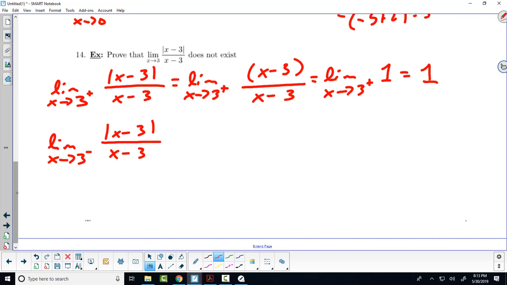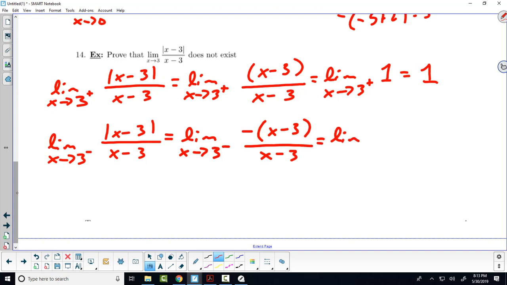A negative quantity. In this case, when we approach 3 from the left, the argument inside the absolute value will always be negative. How do I take the absolute value of an expression that's negative? Change the sign. So this gives me the limit as x approaches 3 from the left of negative x minus 3 over x minus 3. What does this simplify down to?